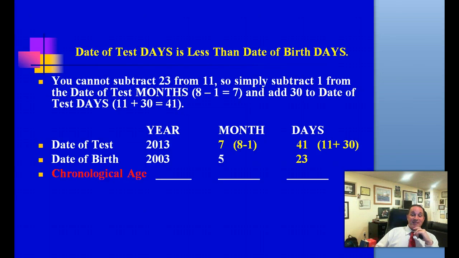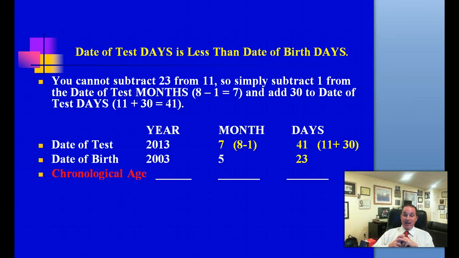So our months was 8. We're going to take 1 month away, making our months now 7, and we're going to add 30 days to our 11, which now makes it 41 days. So what we have done is we've made the 11 30 more, which is now 41. But to do that, we had to take 1 month away from the 8, making it 7. So now under the days column, instead of 11, you now have 41. And 41 minus 23 will be our next step.